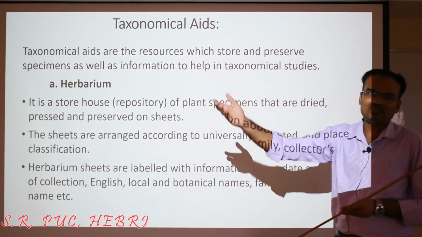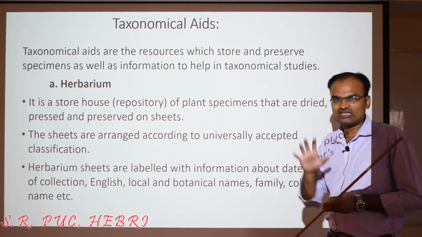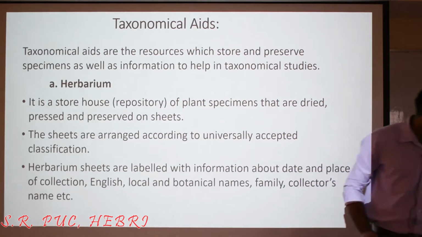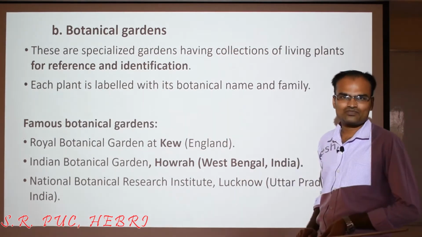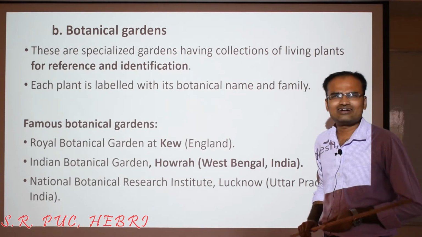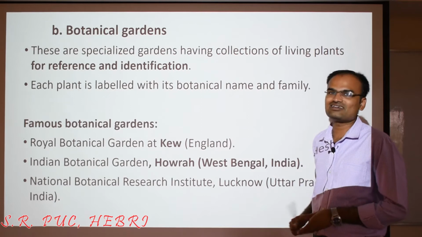So if we went there, we can get lakhs of different species of plants in herbarium form. Okay, so this is the first one. The second taxonomical aid is the botanical gardens. We are already aware of gardens, but the special one here is the botanical garden.